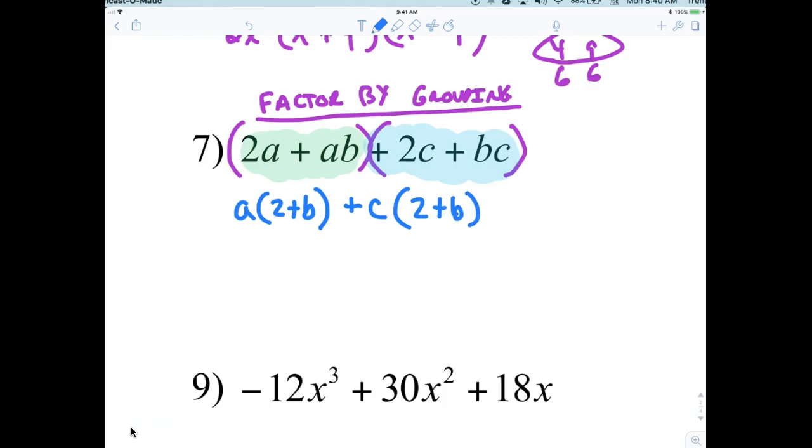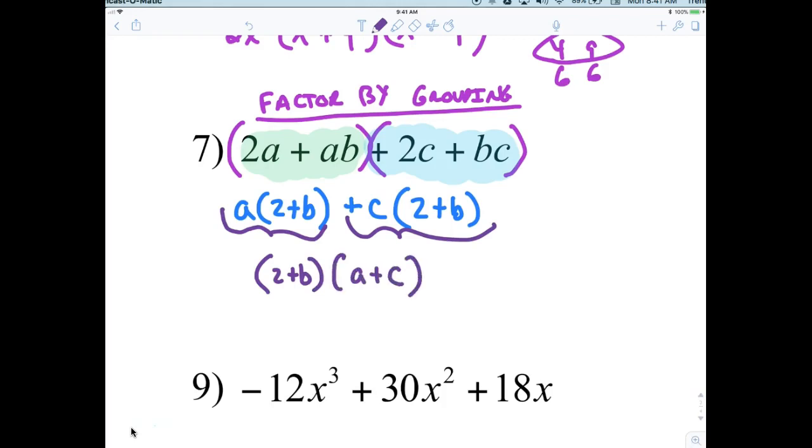So now what I want you to do is I'm going to look at this right here as a bucket, and I'm going to look at this as a bucket. What's common in the two buckets? Not 2 and B, but 2 plus B. Okay? So 2 plus B, I'm pulling out of each bucket. And what's left behind? A plus C. That's it. Factoring by grouping. You're going to recognize factoring by grouping when you have 4 terms.